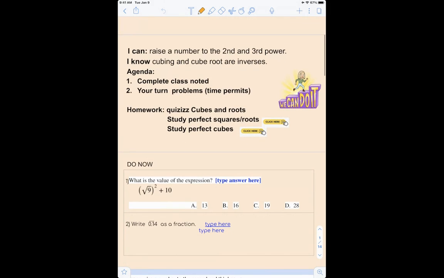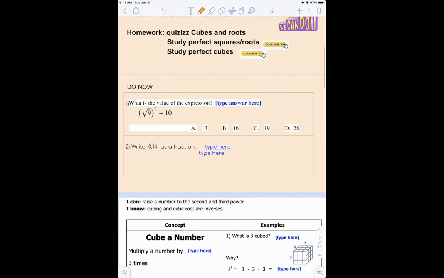So today we're going to complete our class notes, and you're going to try your turn problems if time permits. Your homework is quizzes, and it's on cubes and cube roots. And within this Google presentation, if you click here, it will bring you to the end of the presentation where you can study your perfect squares and roots and your perfect cubes. So the first thing I'm going to ask you to do is to stop the video and try the do now problems.